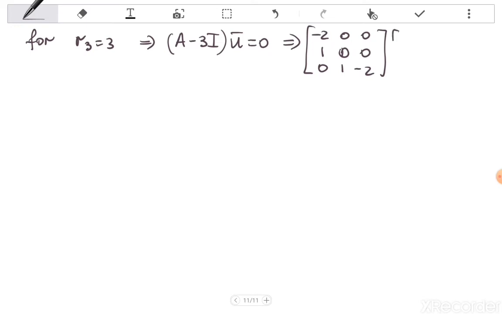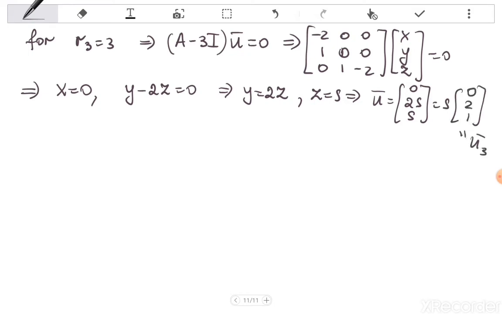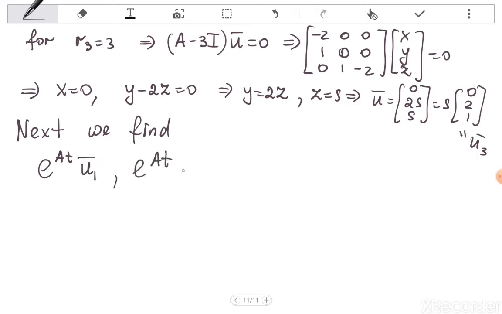So this matrix applied to, let's say, x, y, z is 0. So we have that x is 0, and we have that y minus 2z is 0, so y is 2z. So we can take z to be s, and then u will be 0, 2s, s. So this is s times 0, 2, 1. This is our eigenvector, just the usual eigenvector u3. And now we need to find e to the At u1, e to the At u2, e to the At u3.